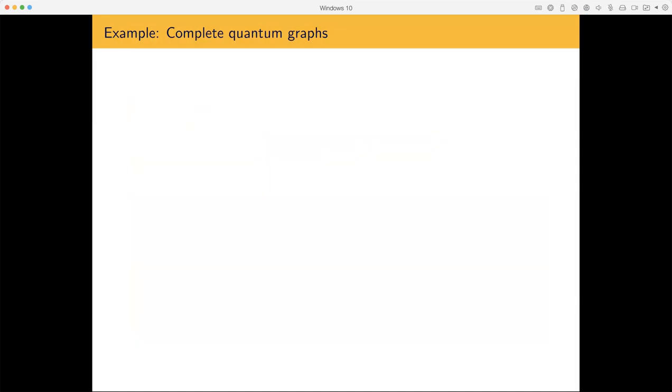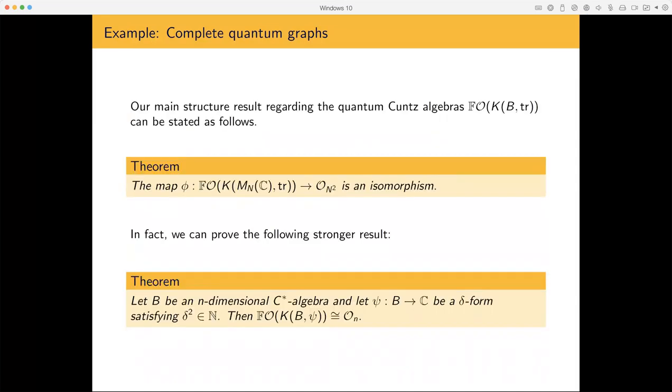What we can do is, in fact, prove a slightly stronger statement. As I told you, one can vary the trace and look at more general delta forms. And as long as this parameter squares to an integer, we still get the Cuntz algebra. But in general, we don't know. At least we don't have a proof.